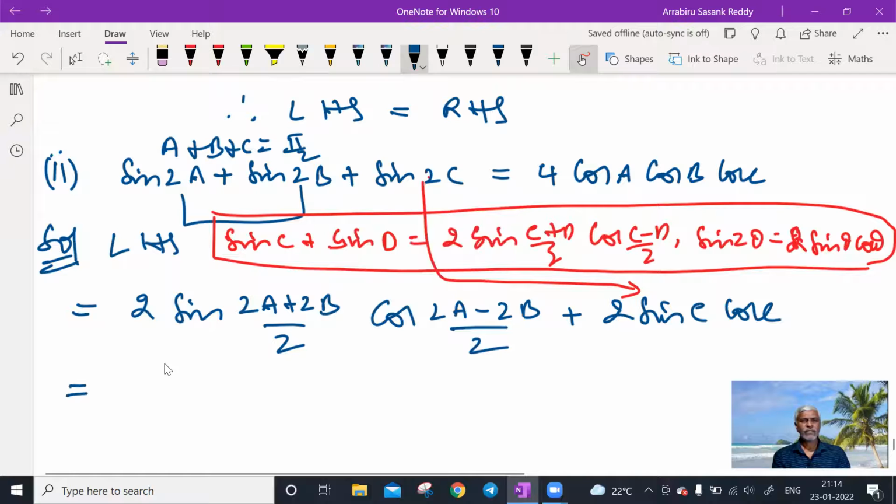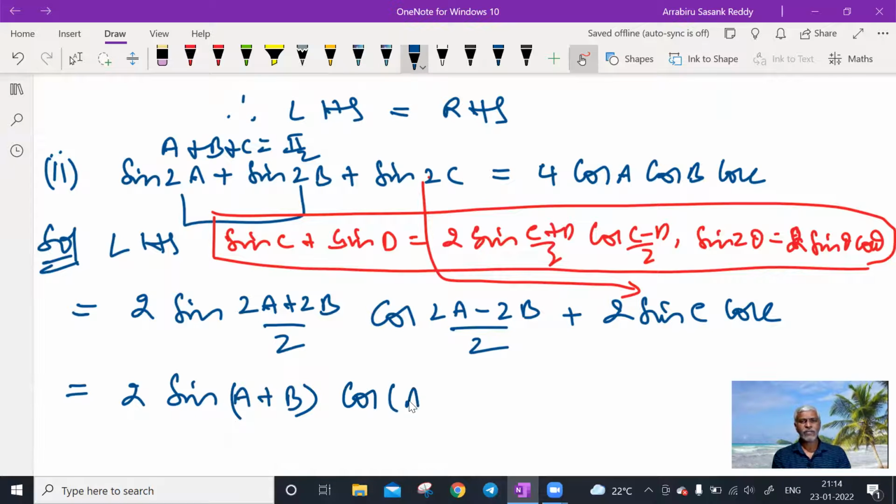Now, taking 2 common, the 2 will get cancelled. This leaves sin (A plus B), and this leaves cos (A minus B). The 2 sin C cos C stays as it is.